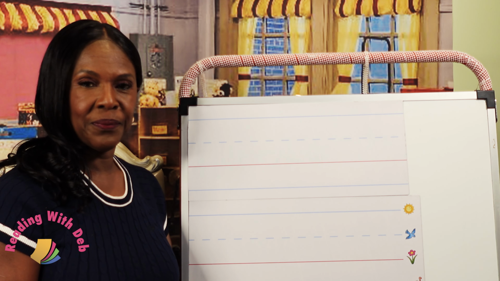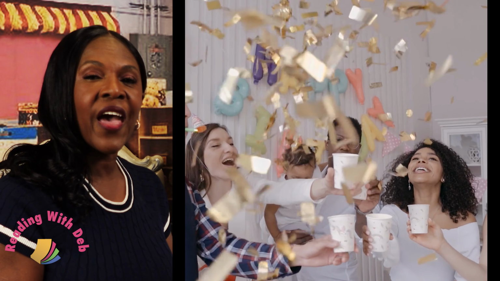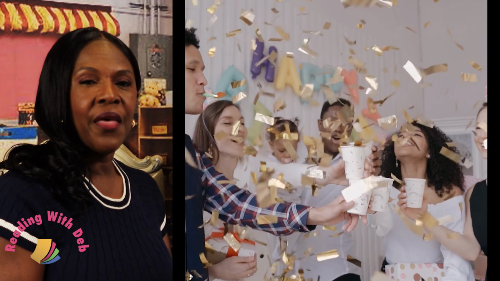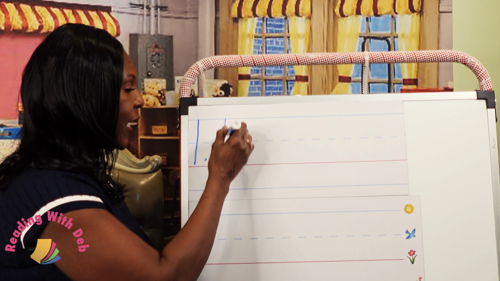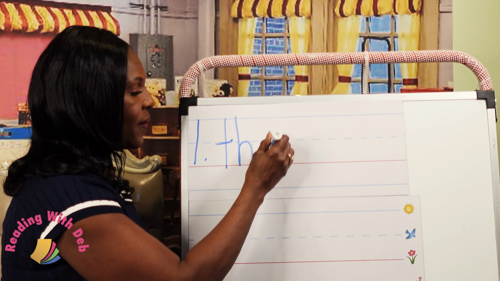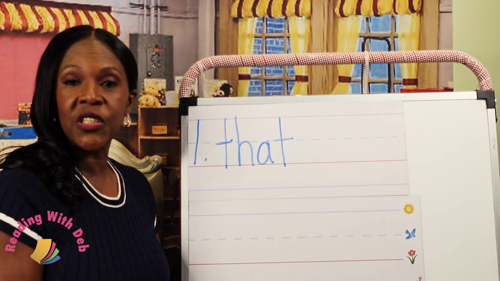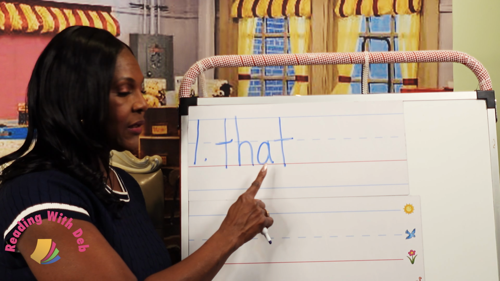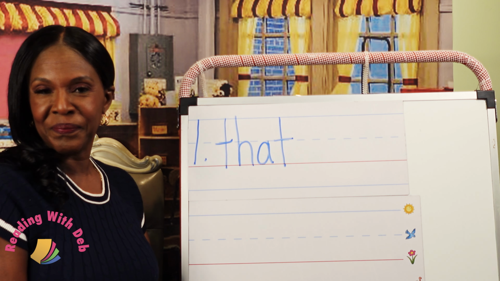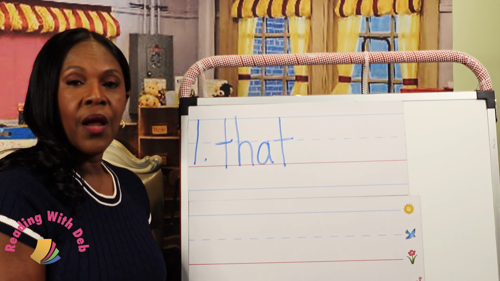Number 1. The word is that. That was an excellent party. I hear th. TH. That. That. Okay. How do you spell that? THAT. That.